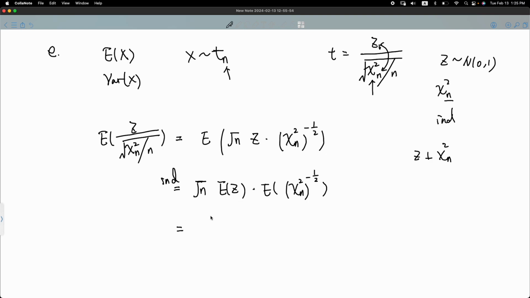Because the standard normal has a mean of 0, everything is just 0. So the expectation of a random variable that follows a t distribution with arbitrary degrees of freedom should have an expectation of 0, and the reason is that the 0 comes from the expectation of the standard normal. Any questions up to this point?